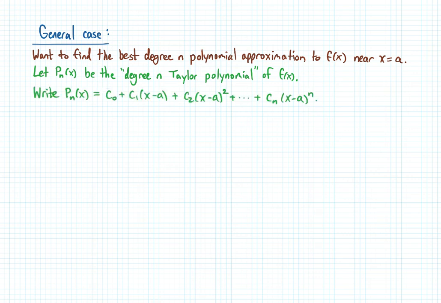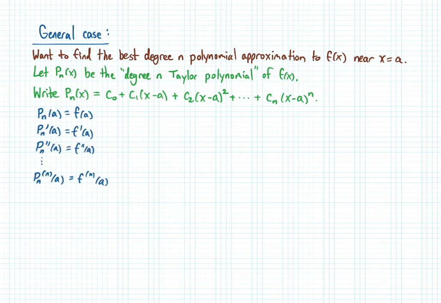And then, because it's a degree n polynomial, we can require Pn of x to agree with f of x all the way up to the nth derivative. And so we get a series of equations that look like this. And just so you know, when you have that n in the exponent with parentheses, that means nth derivative. It doesn't mean to the power of n.